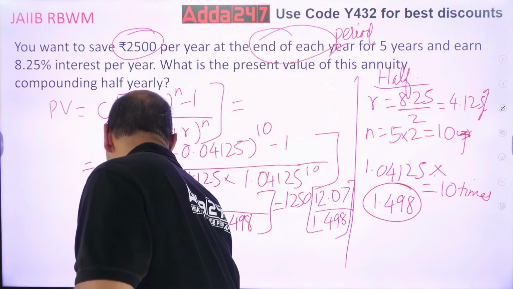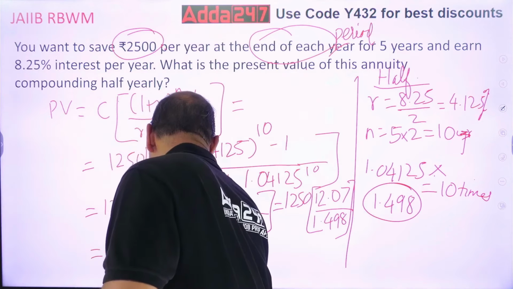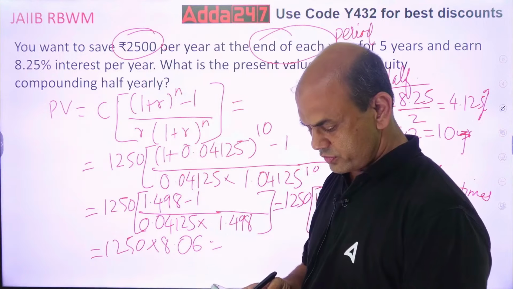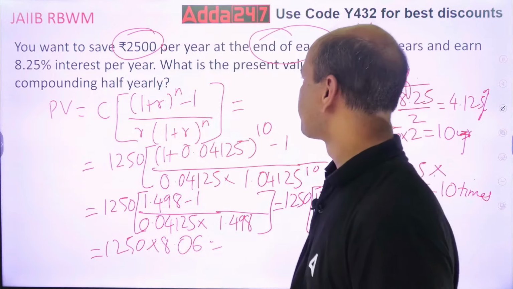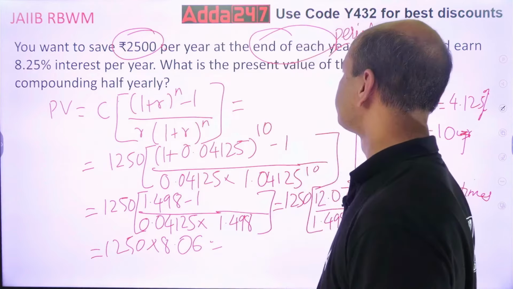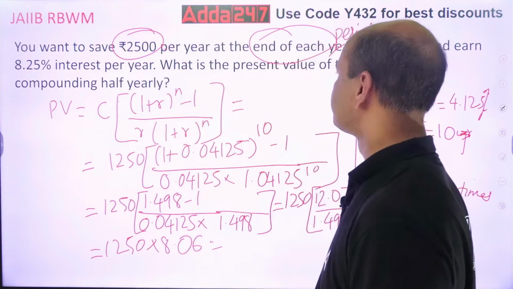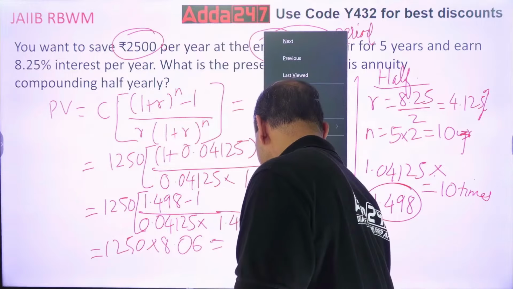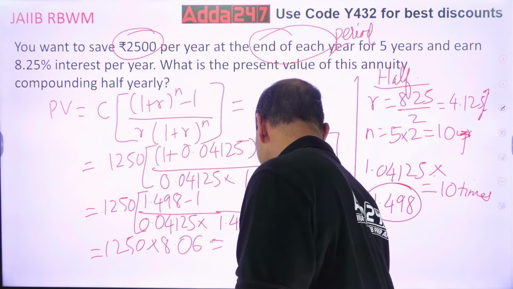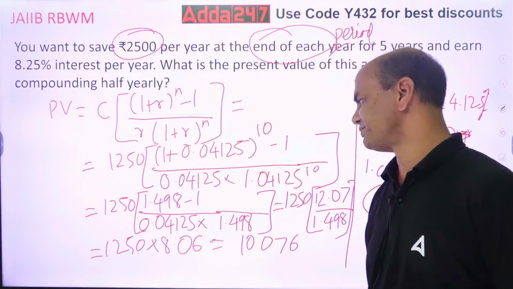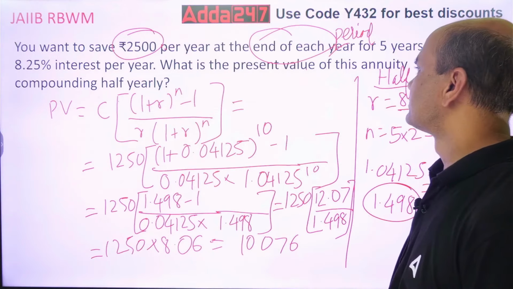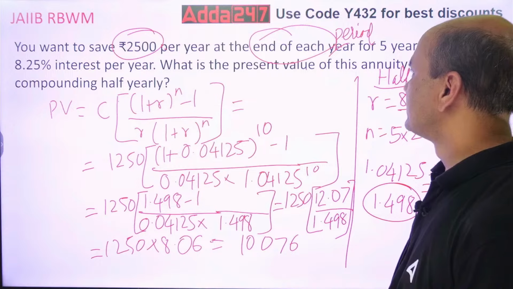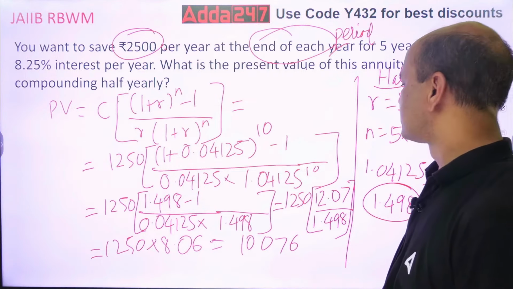So 1250 into 8.06. Now get the answer. Into 1250. So you're getting it as 10,076. Okay, 10,076. Got it? So 10,076. Got it, everyone? For 5 years.